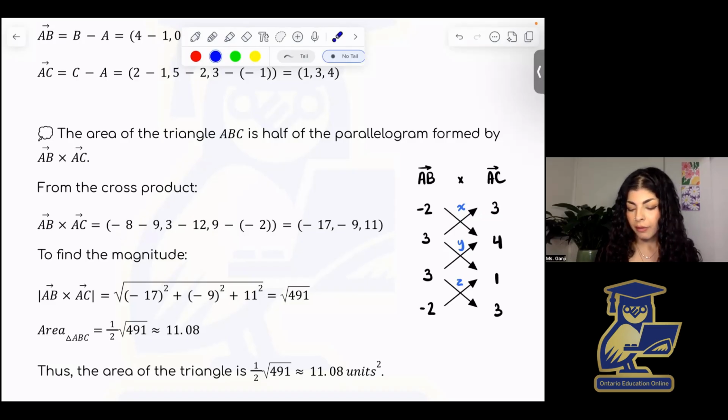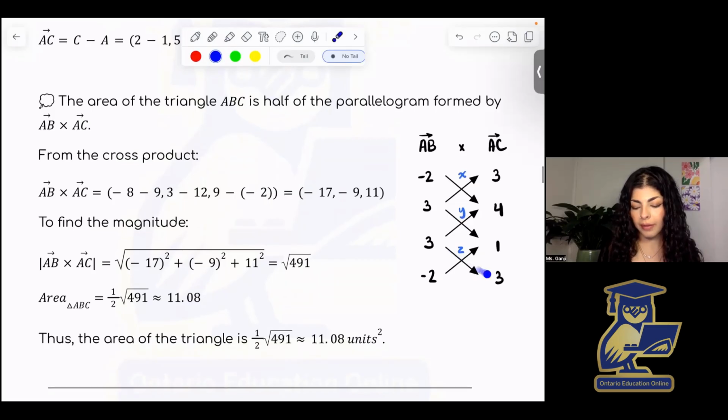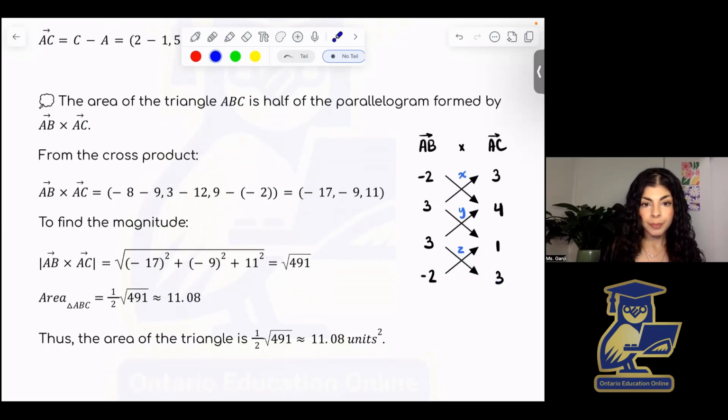minus 9. For my y component, I have 3 times 1 minus 3 times 4, which is 3 minus 12 here. And finally here we have 3 times 3 minus negative 2 times 1, which is 9, take away negative 2, and we end up with negative 17, negative 9, and 11.